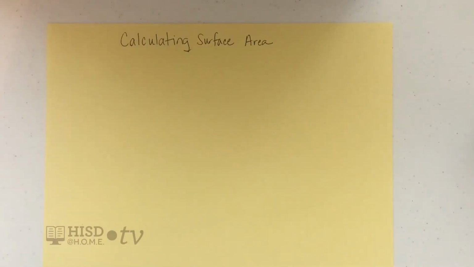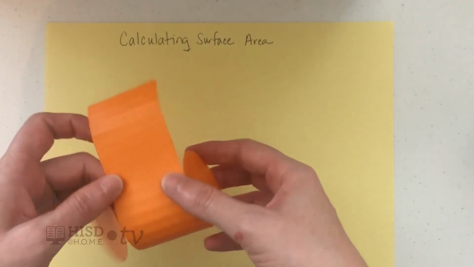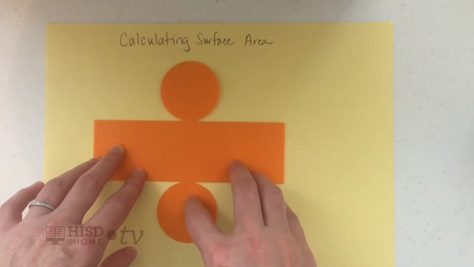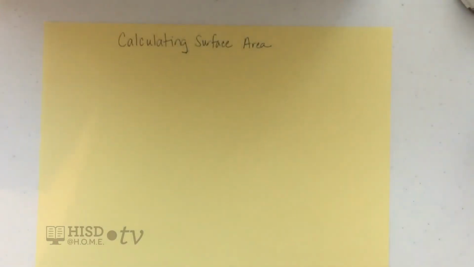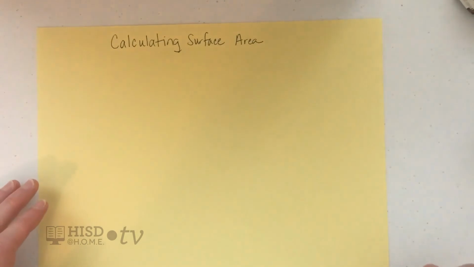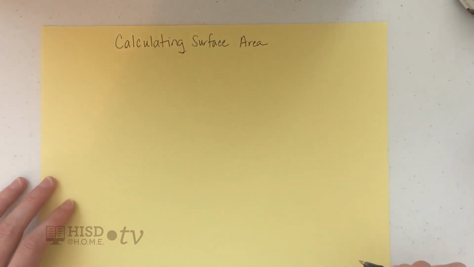So let's talk about calculating surface area. In 7th grade, you learned that you could take the net of each figure, find the area of each shape, and add them up. In 8th grade, you learned that there was a formula. What's neat about the formula is that it works for both prisms and cylinders.